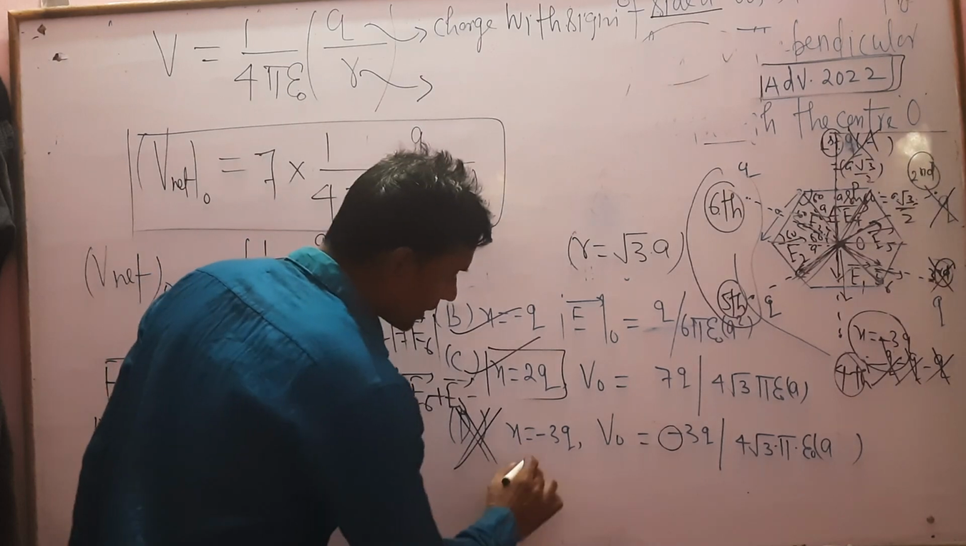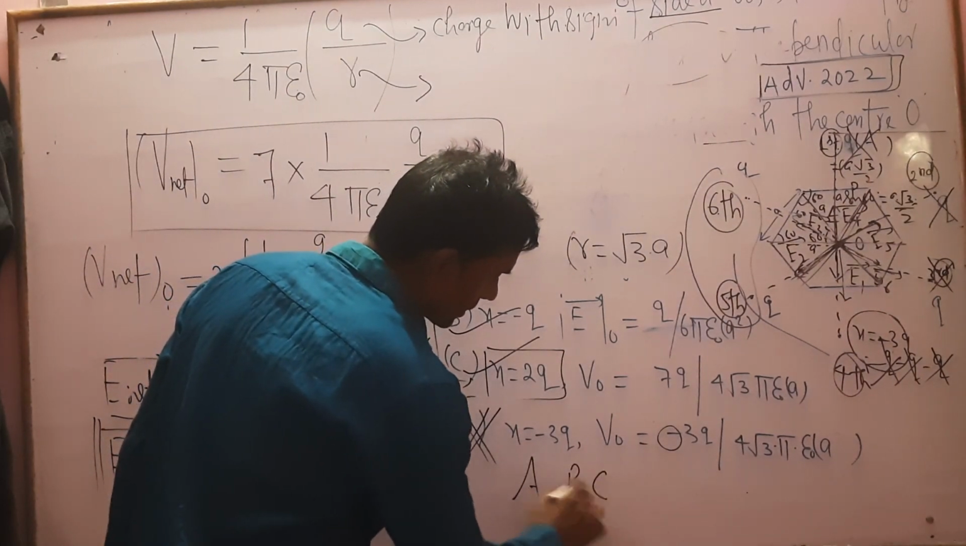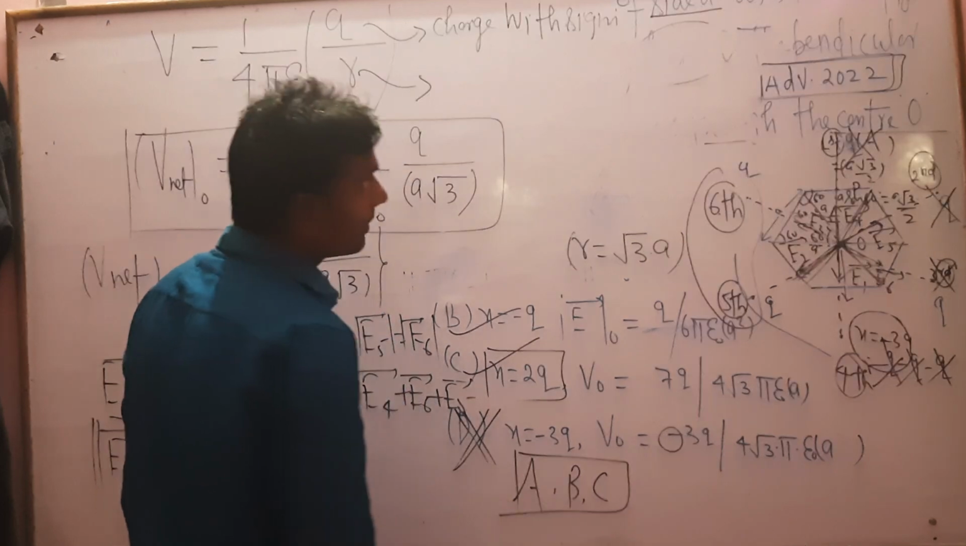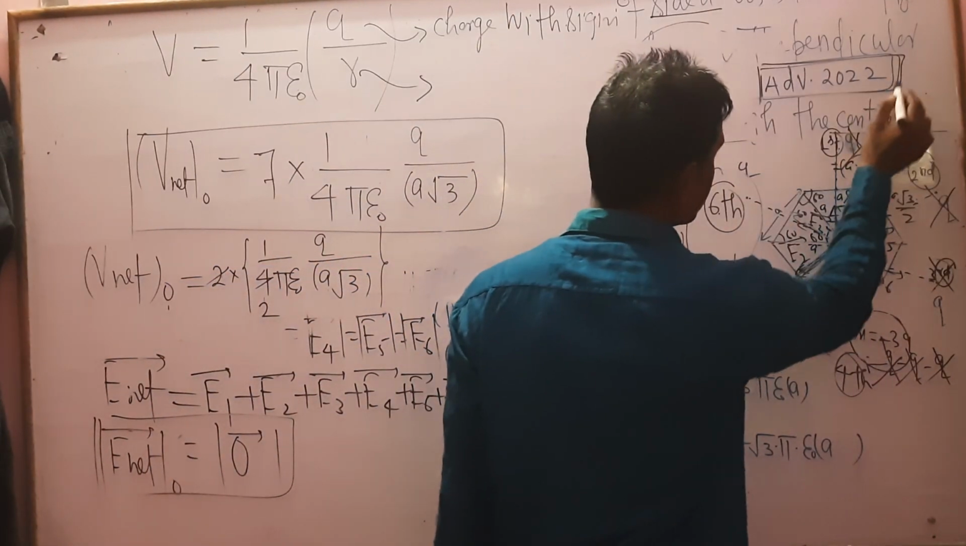So the correct options are A, B, C. Only 3 options are correct: A, B, C. This question is from JEE Advanced 2022.